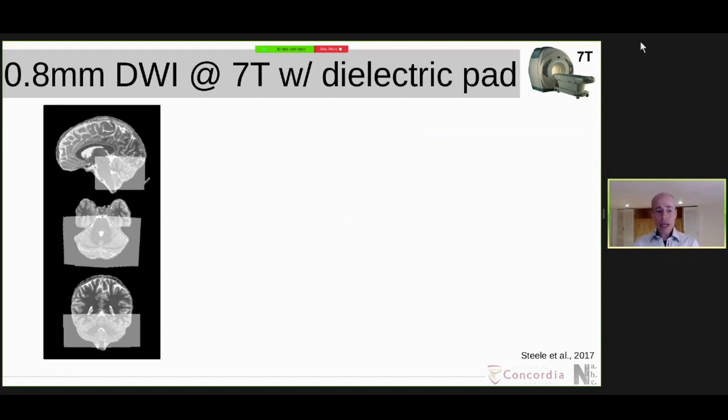It also used dielectric pads. So we did find that with the head coil that we were using, we had quite a bit of signal drop-off, and we placed dielectric pads at the back of the head, which was relatively uncomfortable for some participants, but they did it, to try to recover or to attenuate the loss of signal in that region. And we were successful at doing that.